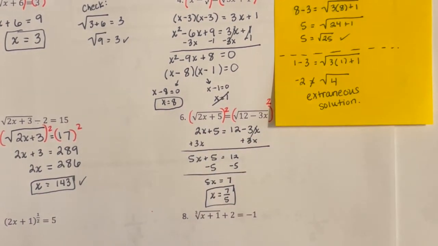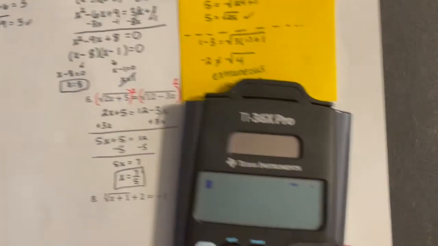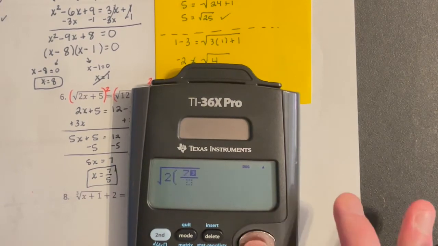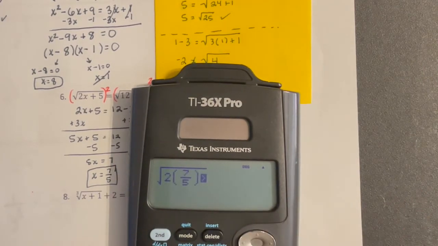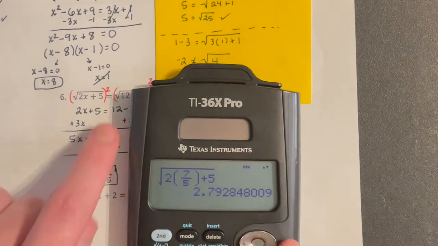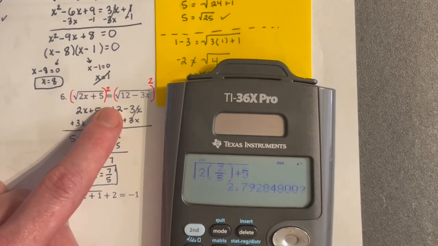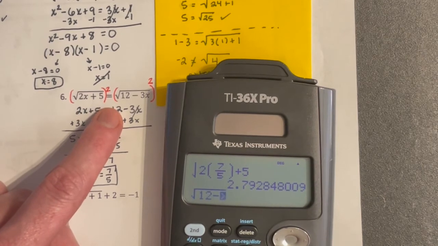But again, let's double check our solution. And do square root of 2 times x. X in this case is 7/5 plus 5. And it comes out to be this decimal. But we want to check to see, is that the same as this when I plug it in? So the square root of 12 minus 3 times 7/5.